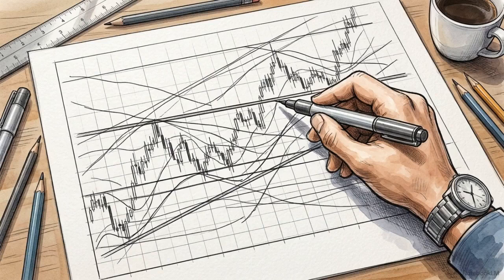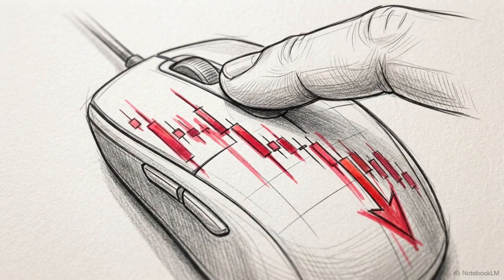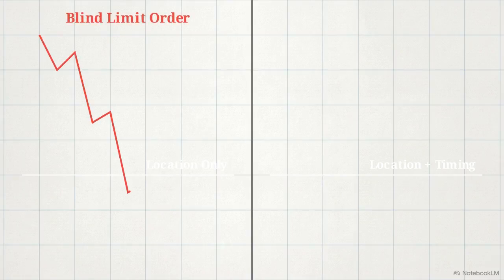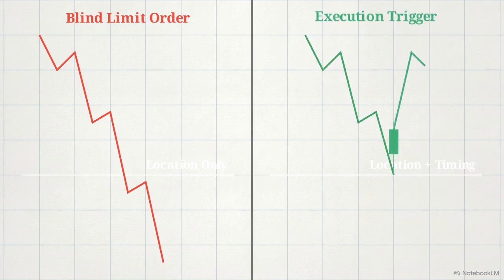Many traders spend hours identifying a highly accurate price level on their charts, only to place a trade and watch the market run them over anyway. This split-screen chart illustrates the problem. On the left, a trader places a blind limit order and gets crushed as price ignores the level completely. On the right, price taps the exact same level, prints a sharp reversal candle, and launches upward.